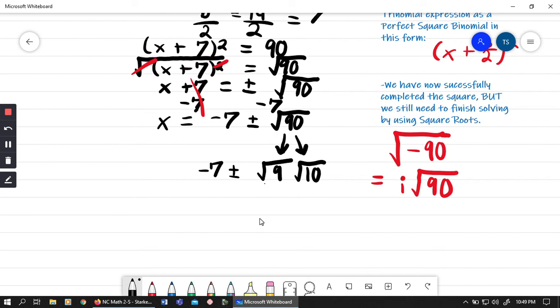The square root of 9 is 3, right? So the square root of 9 is 3, which means that when we simplify the square root of 90, it is really going to be written as 3 times the square root of 10. And again, it would work out pretty much the same way if this was an imaginary solution. This is just a reminder for you guys of how you would do it if it was imaginary. This would still wind up being 3 times the square root of 10.